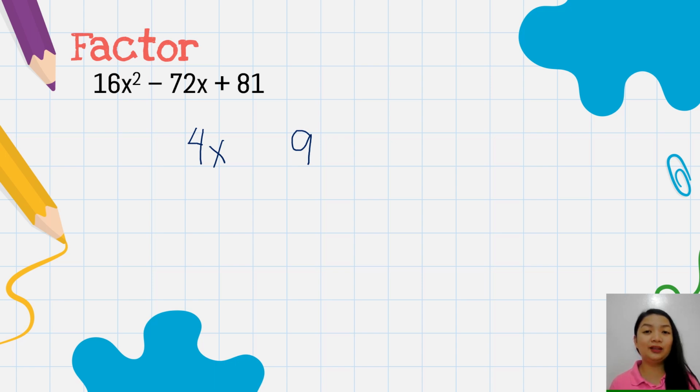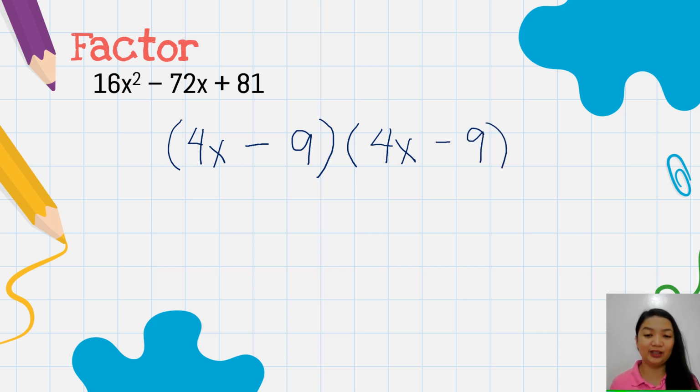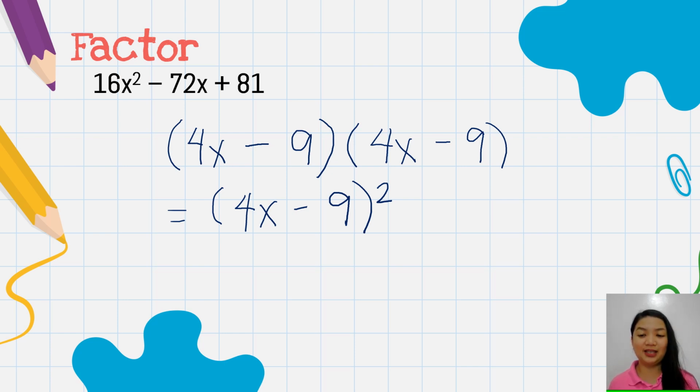So let us input the other symbols or terms needed to complete our factors. The middle term here is negative, so we are going to place a negative sign and then enclose them in parentheses, and the other one is also similar to our first factor, which is 4x minus 9. So in simplified form, we can write this as (4x minus 9) squared. So there you have it. This is the factor of 16x squared minus 72x plus 81.